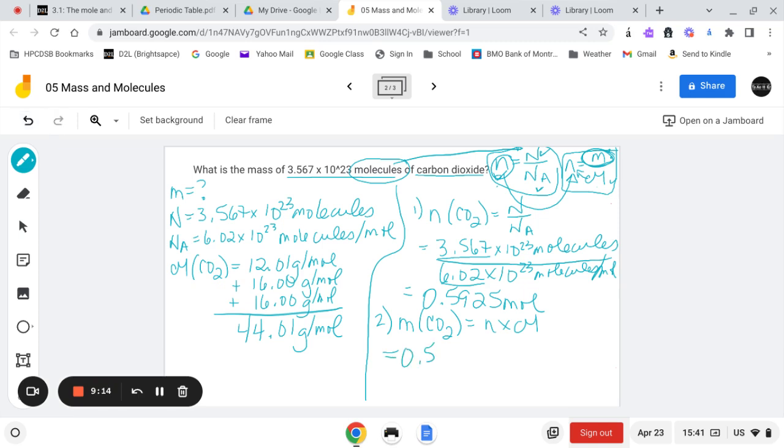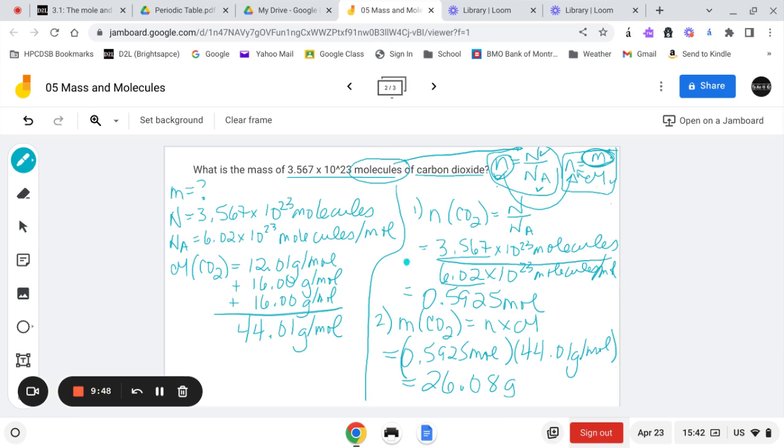So 0.5925 mole. And then we're going to multiply that by the molar mass, 44.01 grams per mole. So hopefully you left your mole value in your calculator from the first calculation, and then all you have to hit is times 44.01 grams per mole, and I'm getting an answer of 26.08 grams. Okay, so here you would round to 2 decimal places.